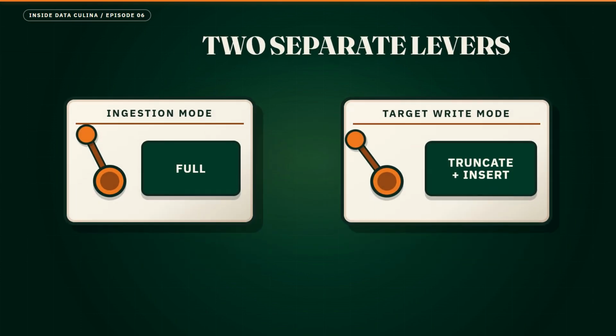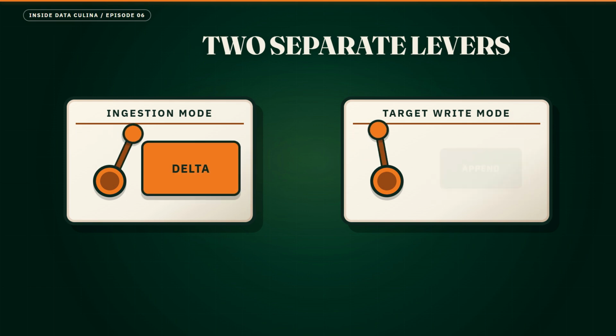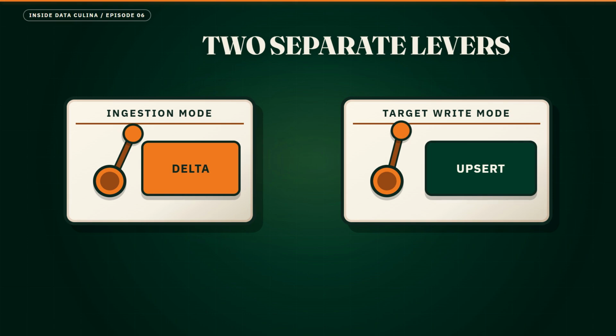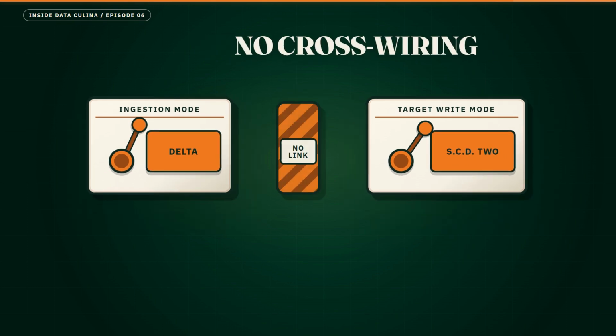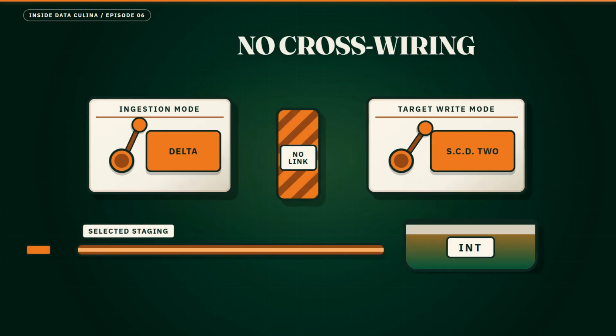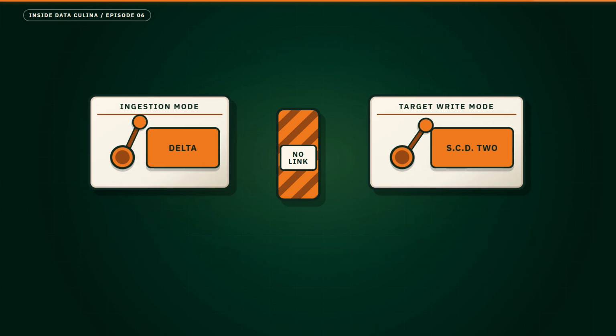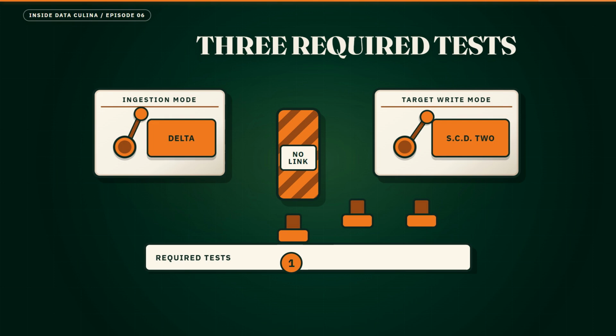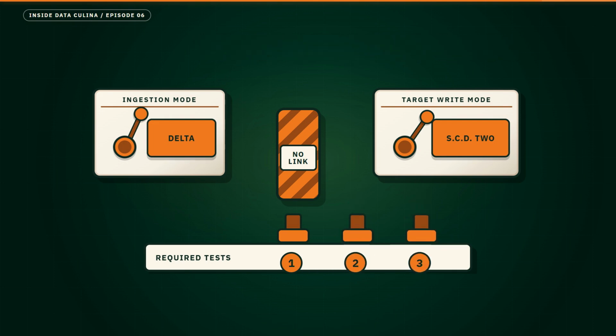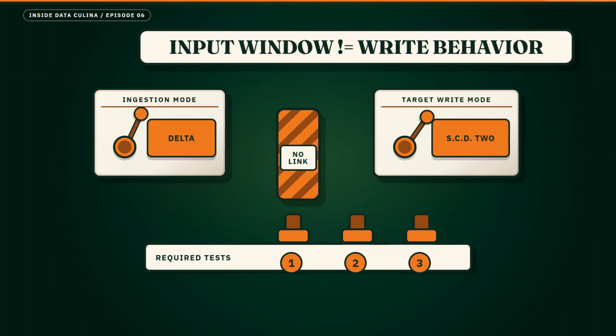Then keep 2 levers separate. Ingestion mode, full or delta, decides which source records enter. Target write mode decides how a target is applied. Truncate and insert, append, upsert, or SCD2. One lever chooses the input window, the other chooses write behavior. Integration can remain transient and rebuildable while its staging input is selected incrementally. Required transformation tests must pass before success. Same machinery, clearly separated responsibilities.